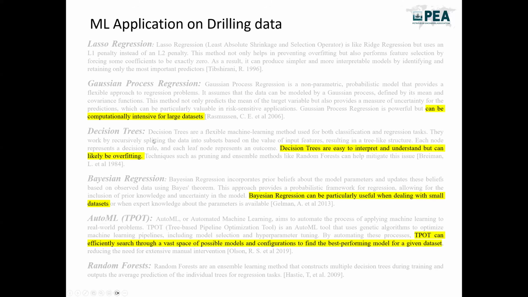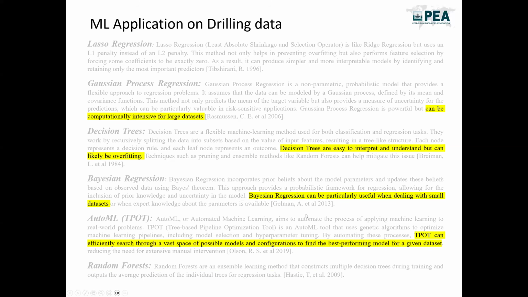If I want to zoom in or highlight some of these points, for example, Gaussian process regression can be computationally intensive for large data sets. So you first need to see how large your data set is, how many parameters you have, and which method is suitable. Decision tree is easy to interpret and understand, but likely to overfit. And you can go through the rest.